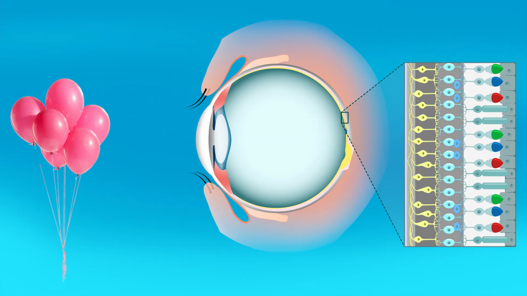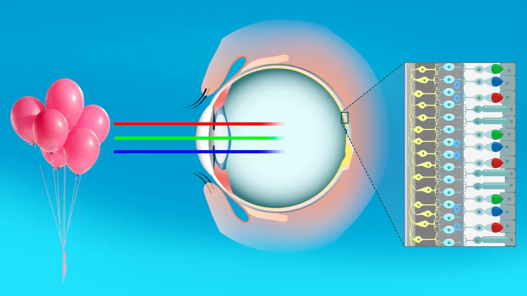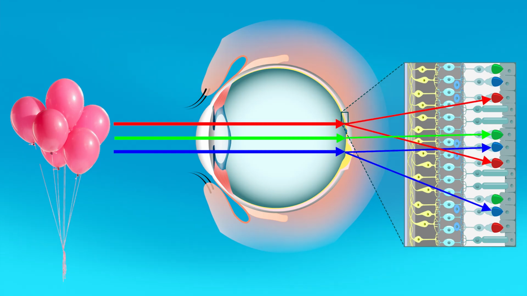If an object is pink, like these balloons, light with the wavelengths of red, green, and blue are reflected, but the intensity of green is only 50%. An equal number of red and blue cones are stimulated, but only half as many green cones are stimulated, and we see pink. Light reflects from illuminated objects, so we can see them.